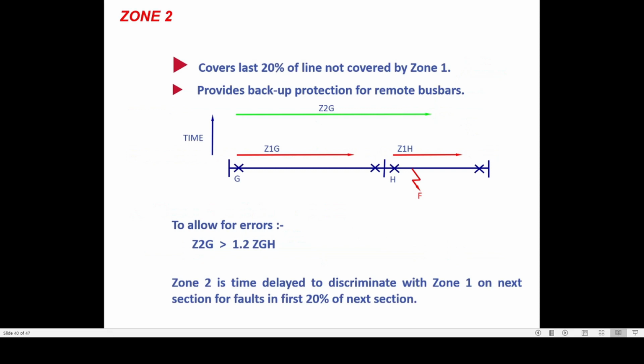Zone 2, I have already explained, covers the last 20% of the line which is not covered by zone 1. It provides the backup protection for the remote bus bar. Secondly, zone 2 is time delayed. Why is zone 2 time delayed? Suppose there is a fault at this point F, then firstly the relay at H must operate, and if the relay at H fails to operate, then only the relay at G will operate. That's why zone 2 is time delayed, and its time delay is coordinated with zone 1 of the adjacent line.